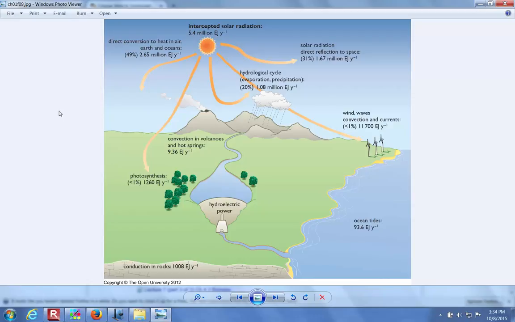What goes into the hydrological cycle, evaporation and precipitation, is about 1 million. That's worthwhile to us, because we can do hydroelectric from it. Evaporation and precipitation help cause wind and waves. Photosynthesis is a small amount, 1,260 exajoules a year. So it looks like of the 5 million exajoules per year, about two-thirds of it is useful to us.